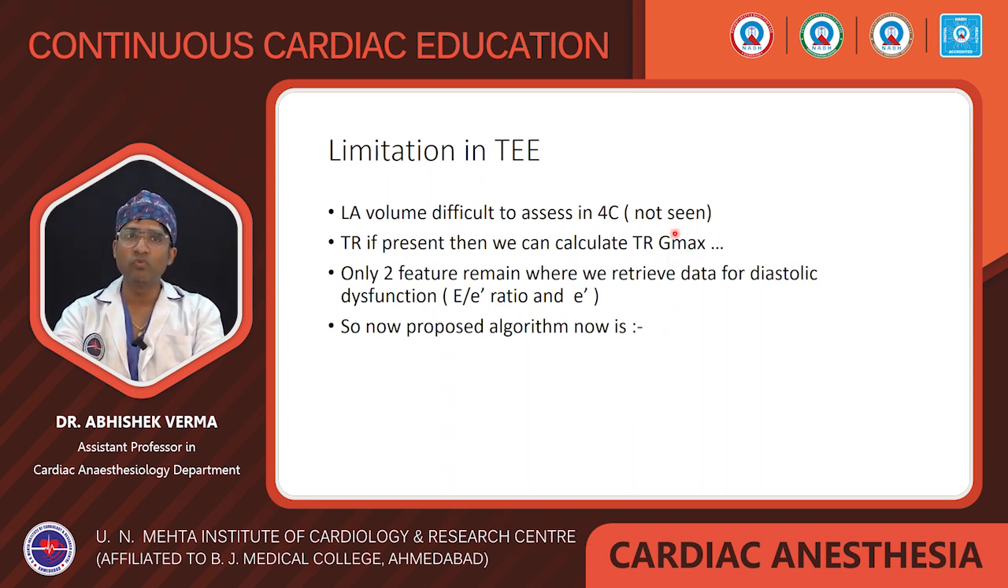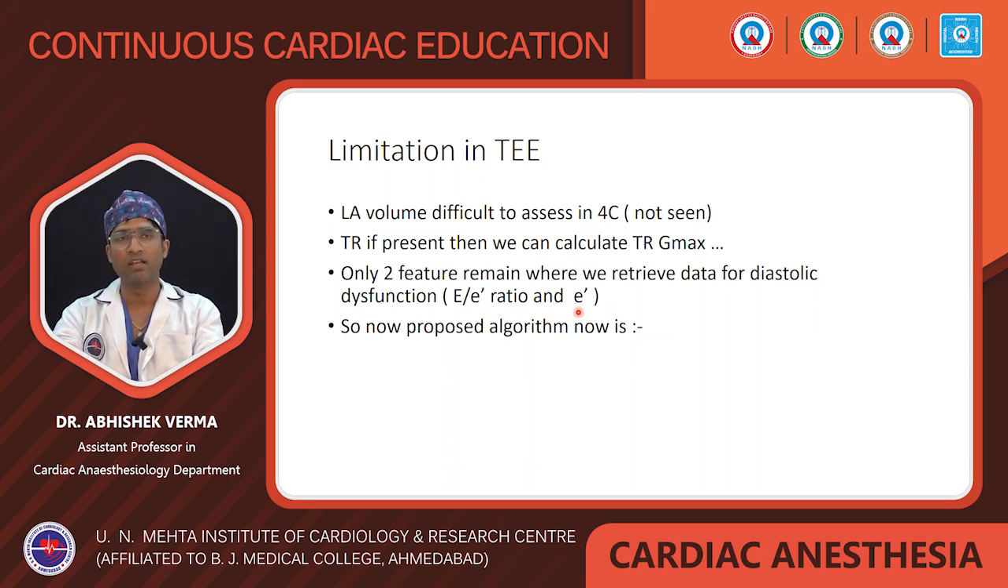The only two features that remain for us in transesophageal echocardiography are the E by E prime and the E prime velocity. Because LA volume is difficult to assess in the 4 chamber, as the whole LA is not seen in the 4 chamber. And second, if the TR Gmax is not present, these two indices are ruled out. Only the E by E prime and the E prime velocity we have.